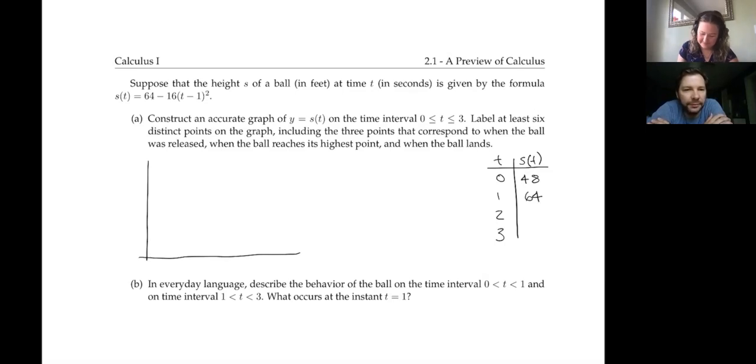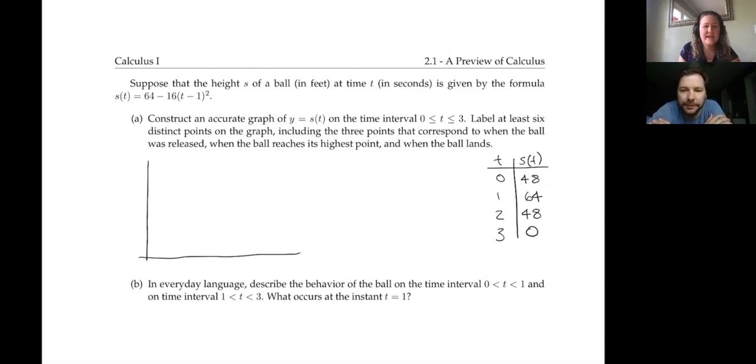Same thing for when you plug in 2, you get 48 because you get 64 minus 16 again. And then when you plug in 3, we should get 64 minus 16 times 4, and 16 times 4 is 64.